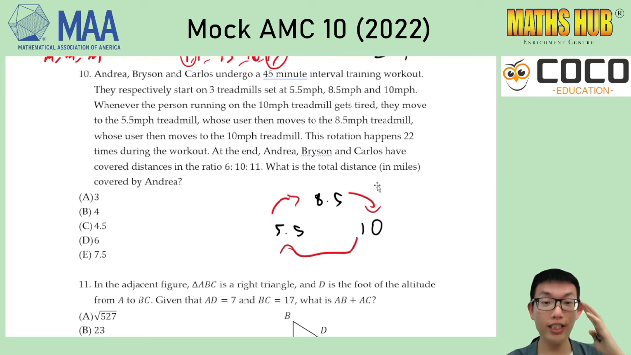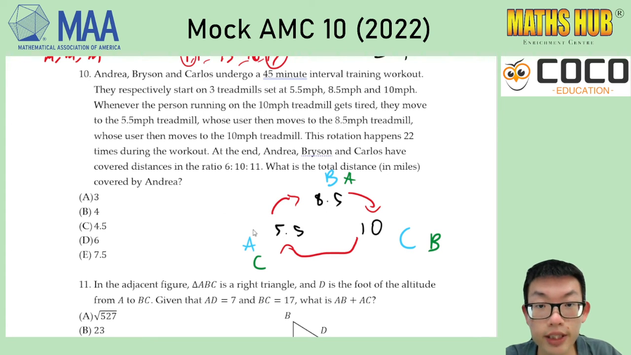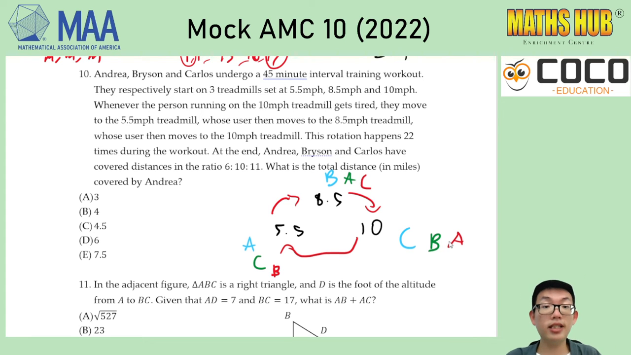So whenever you have a question like this, you need to sit back and try to see if there's anything that is interesting about this. Right, now we start, let's say, at Andrea, Bryson, and Carlos. A, B, and C are here. And then in the next rotation, Carlos comes here, Andrea goes here, and Bryson comes here. On the next rotation, Bryson comes here, Carlos comes here, and Andrea goes there. So we see A, B, C appear in all of these.